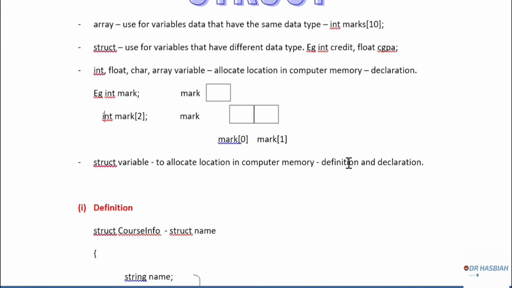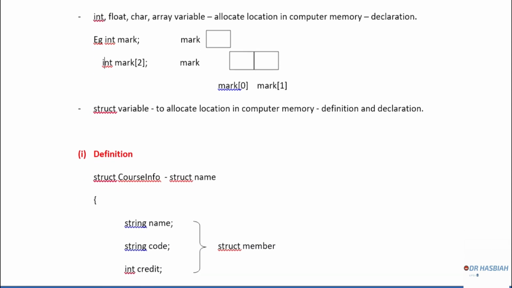Okay, you have to do the definition first, and then you do the declaration. Before this, if you want to allocate any location in our computer memory, we just do the declaration. We declare mark in array. But for struct, we are going to see how to do the definition and how to do the declaration. You cannot just declare the struct, you have to do the definition first. Now the first one, we see the definition first.